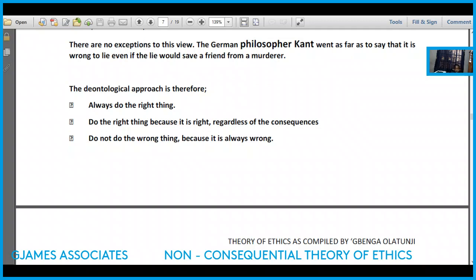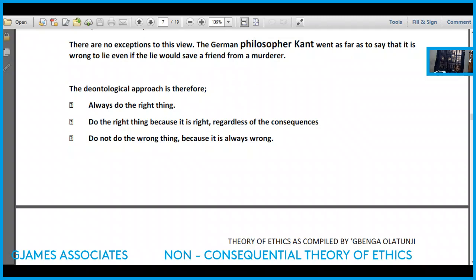Which one will you choose? So the deontological approach is therefore saying always do the right thing, even though it may have grievous consequence. Do the right thing. You just do the right thing.